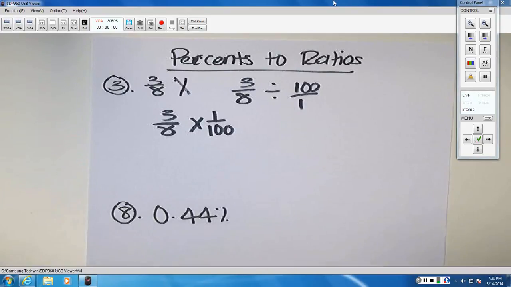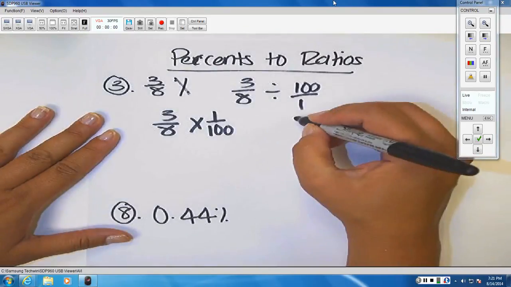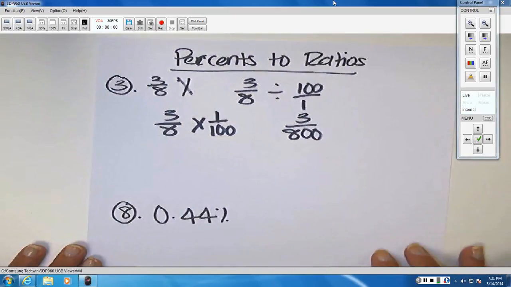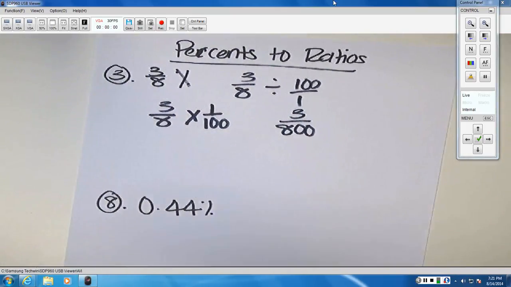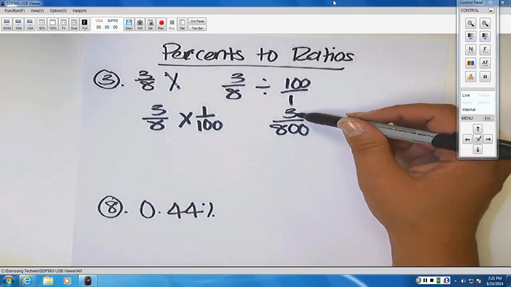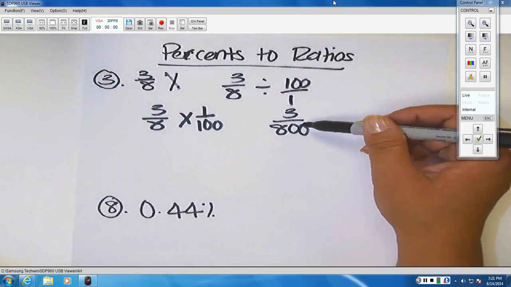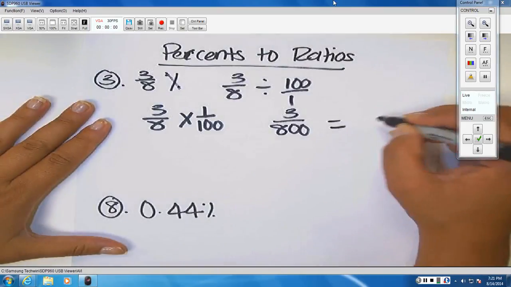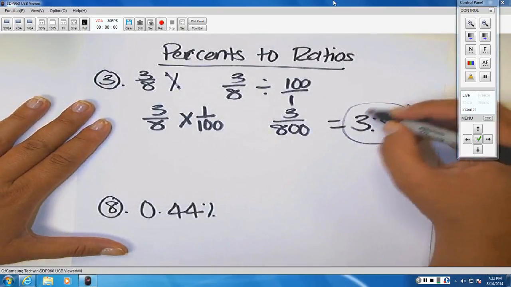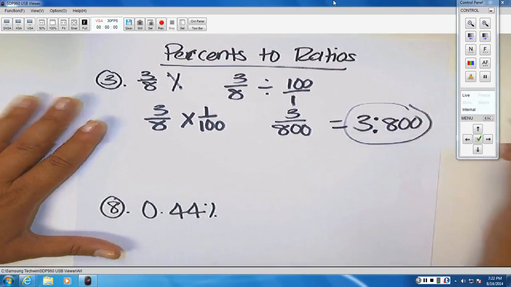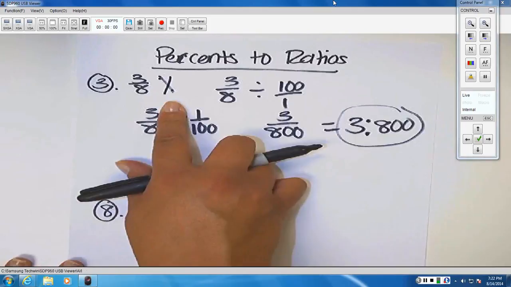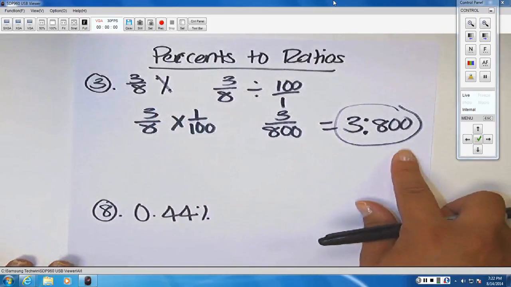So I'm just going to do my multiplication straight across, and I end up with 3/800. And again, I don't believe there's a number that will go into both 3 and 800. So this is our fraction in lowest terms. And now we're just going to take this, and it's going to become our ratio. So when 3/8% is turned into a ratio, it's 3:800.